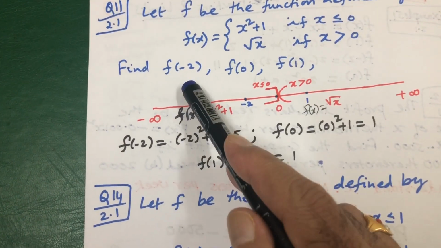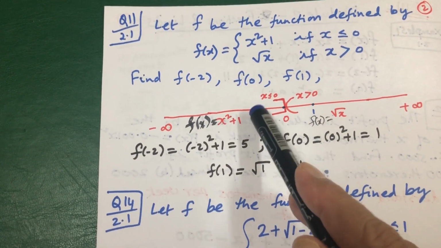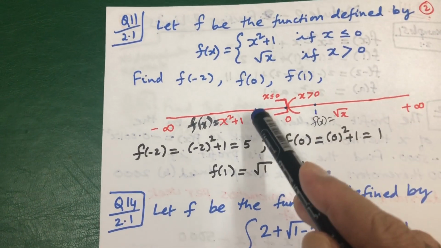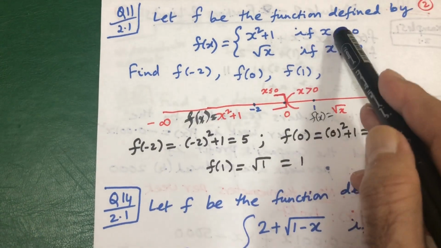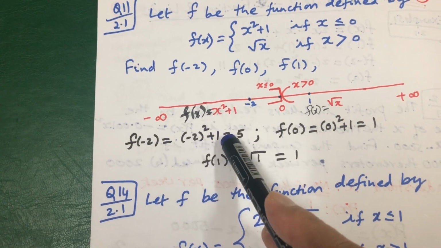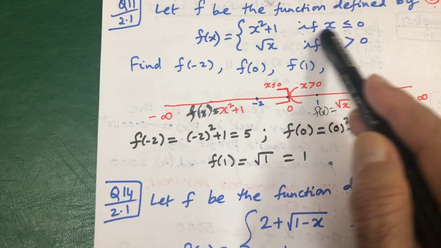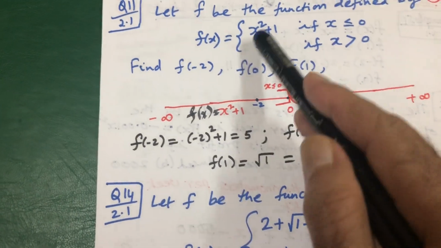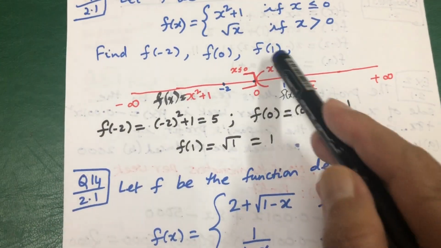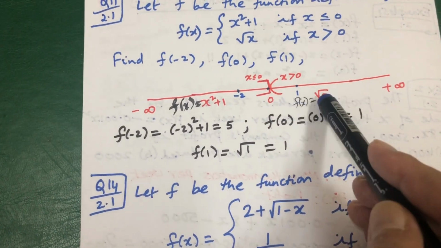So what is the question now? Find f(-2), f(0), f(1). f(-2) means where is this -2? This -2 is here, less than 0. So for x less than 0, I must take x square plus 1. So f(-2) means (-2) square plus 1, which is 5. f(0): 0 is also on the left side, x equal to 0 is also on the left side. So f(0) will be 0 square plus 1, which is 1. f(1) means 1 is on the right side, so I must take root x.